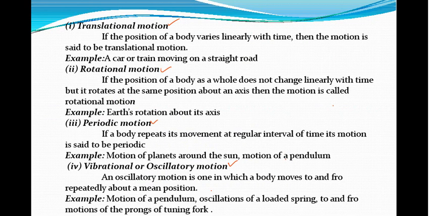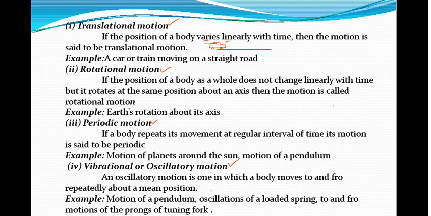So for example, a car or a train moves on a straight road. So it will be a straight line motion. Just imagine a car is moving. Right, so this is the translational motion. Next one is rotational motion.